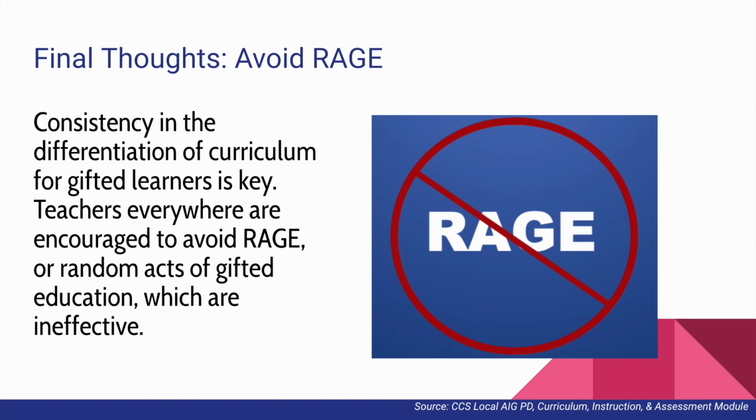Final thoughts. Avoid RAGE. Consistency in the differentiation of curriculum for gifted learners is key. Teachers everywhere are always encouraged to avoid RAGE, or random acts of gifted education, which are considered ineffective.